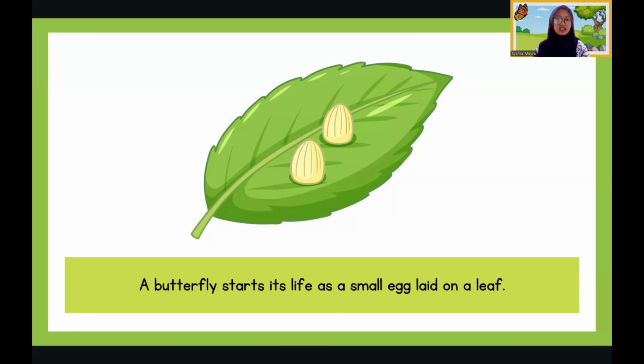So, the life cycle of a butterfly begins when the female butterfly lays her eggs. She usually lays them on leaves. Did you know that most of these eggs will hatch in just 4 to 6 days? That's pretty quick, right? When the eggs hatch, tiny caterpillars come out ready to start their journey.